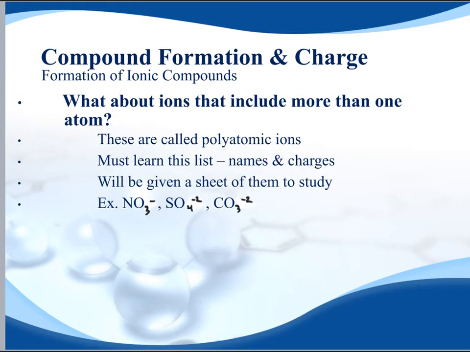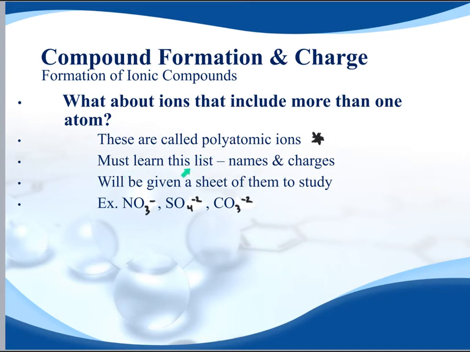What about ions that include more than one atom? These are called polyatomic ions, and you should be getting or already have a polyatomic ion sheet, or just an ion sheet that's going to have a lot of ions on it. It's really easy when we're just looking at families, and that's what we've been doing the last few days. Families 1A, 2A, 3A, 5A, 6A, 7A, and what charges they have. But there are some ions that are polyatomic, so poly meaning multiple, many atom ions.